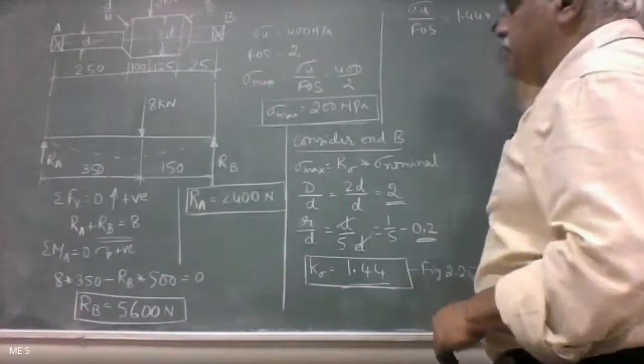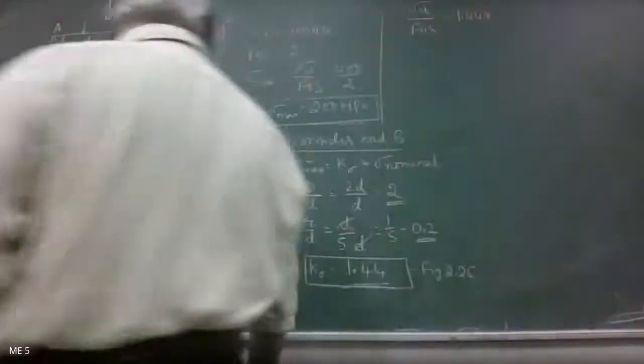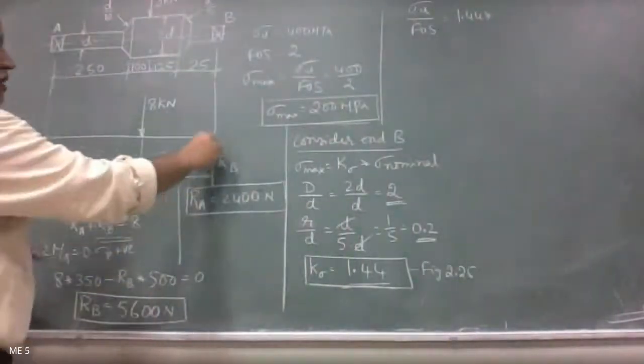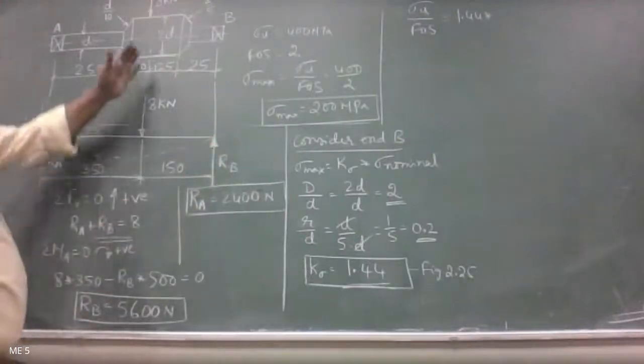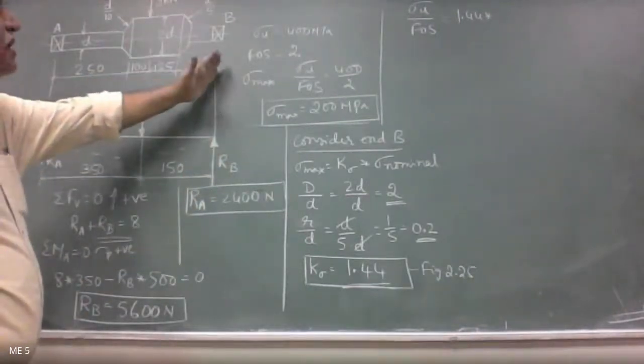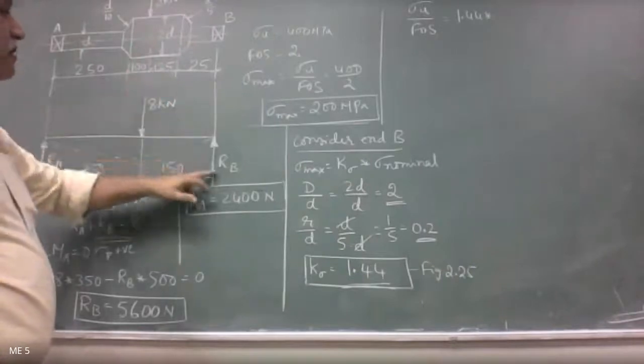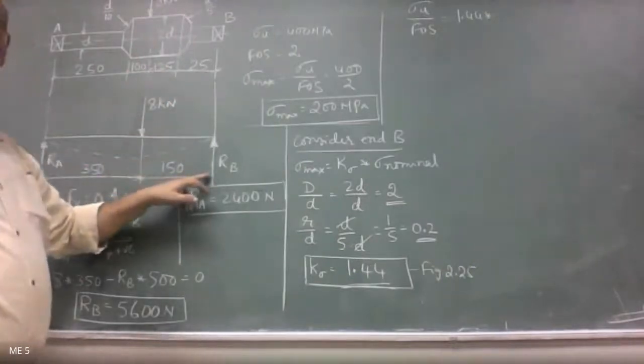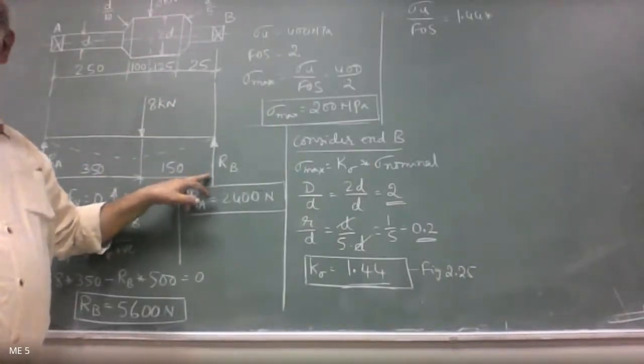Okay. What is the bending moment now? So we need to find bending moment for here. So we have RB, and with reference to the part B there, the bending moment is going to be RB into 150. Okay, that's going to be the bending moment.